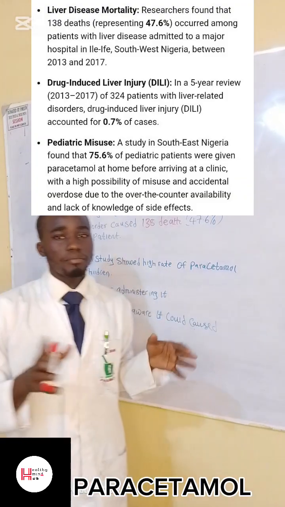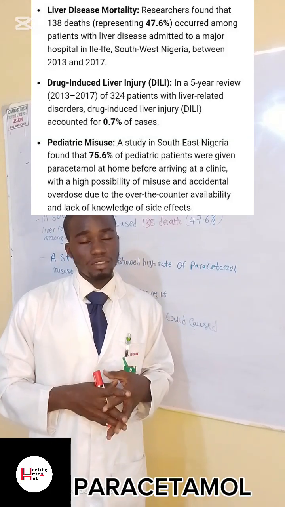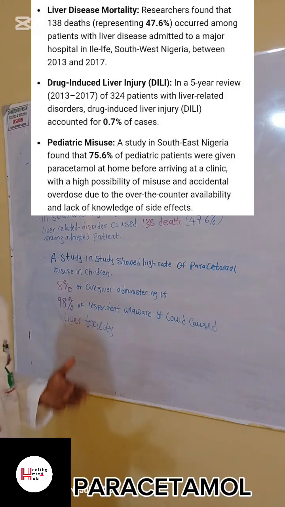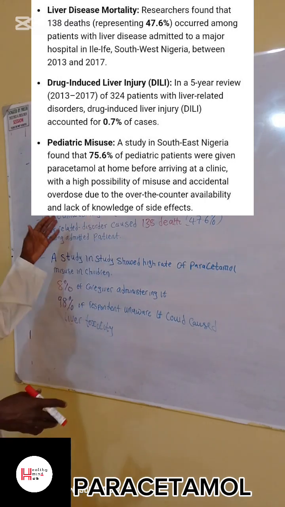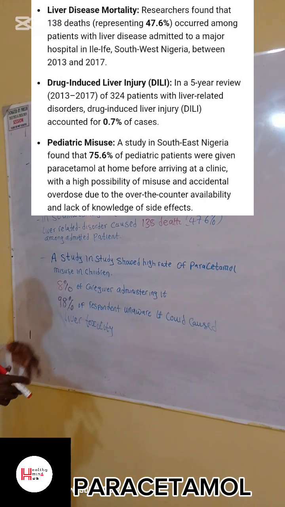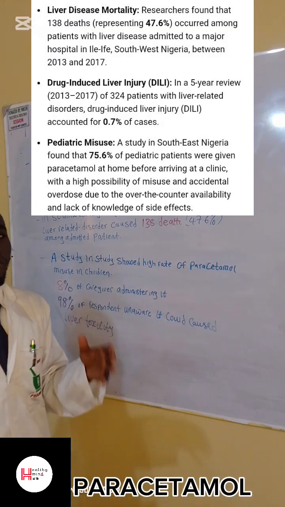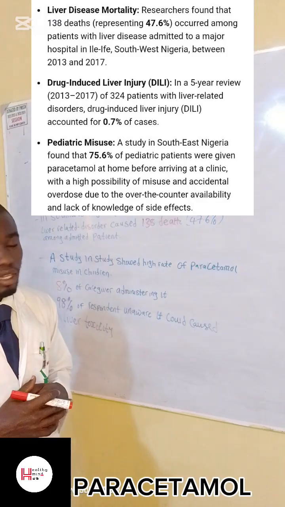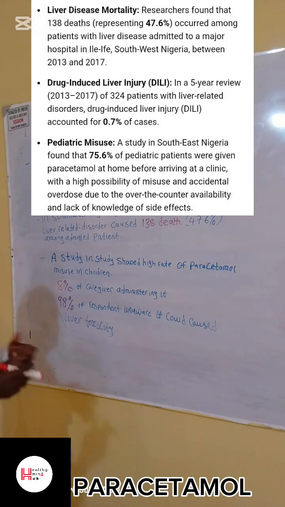Based on research on why paracetamol has caused most of the hepatotoxicity, based on reports from Nigerian health authorities, NAFDAC, and academic studies, we found that paracetamol poisoning is one of the major causes of acute liver failure in Nigeria and around the world. In a report from the Southwest of Nigeria from 2013 to 2017, liver-related disorders caused 138 deaths, almost 47.6% of deaths among admitted patients.